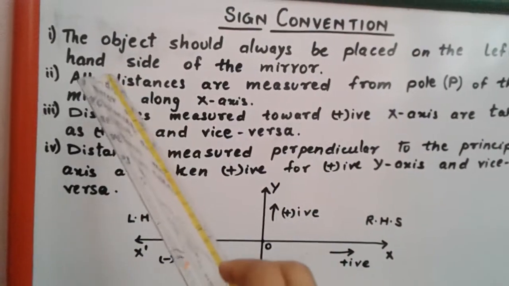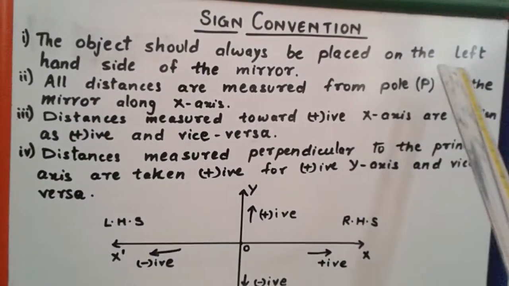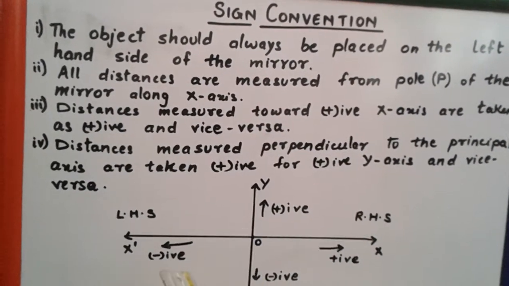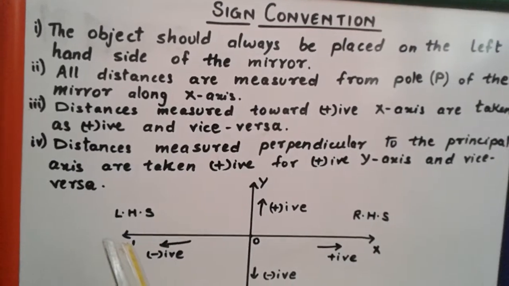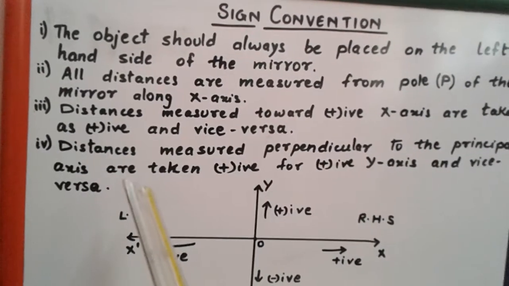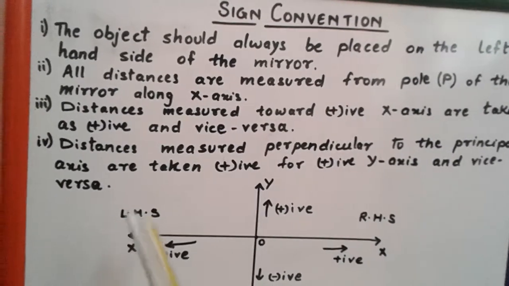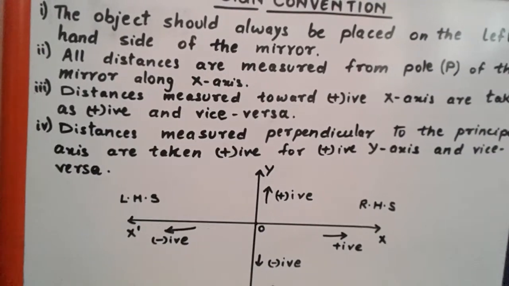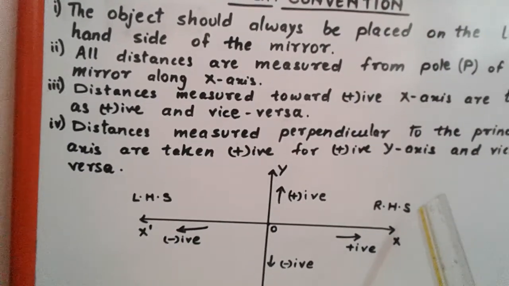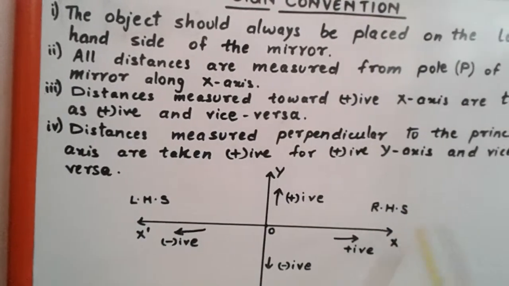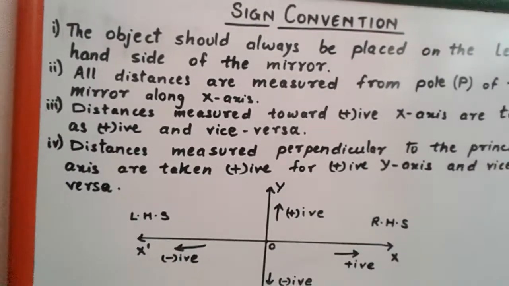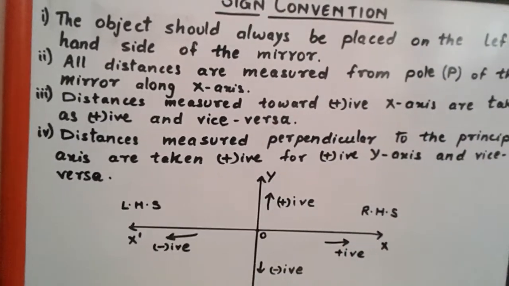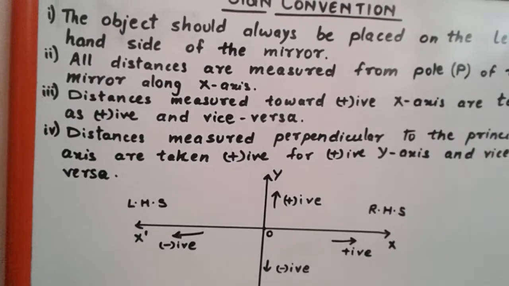So the first rule says that the object should always be placed on the left hand side of the mirror, which means that your mirror should always face this particular side, the left hand side. It also means that the object will be placed on this particular line, that is the negative x-axis. This is the first and foremost rule, and if you do not follow it, if you place the object anywhere on the right hand side by your choice, then the whole sign convention will become wrong. So you have to place the object where? On the left hand side.